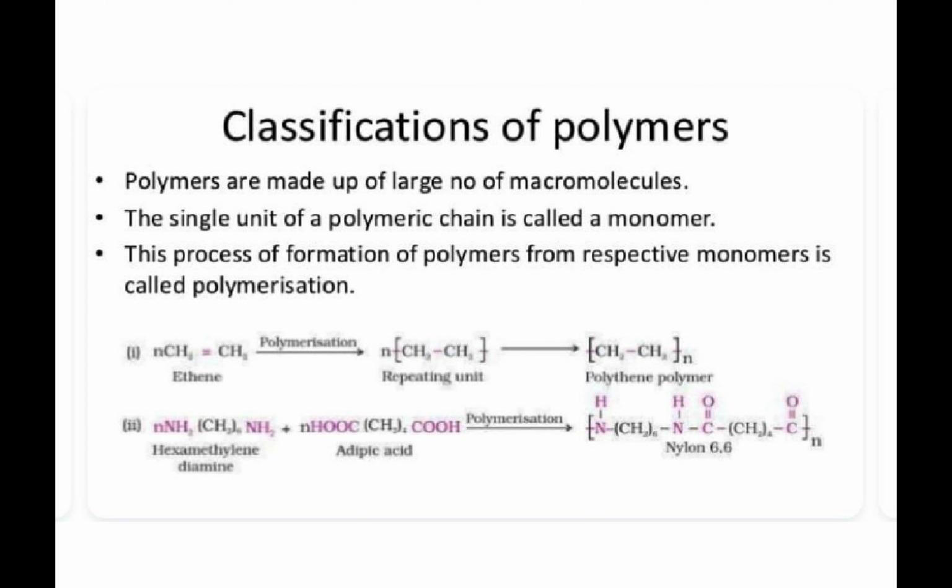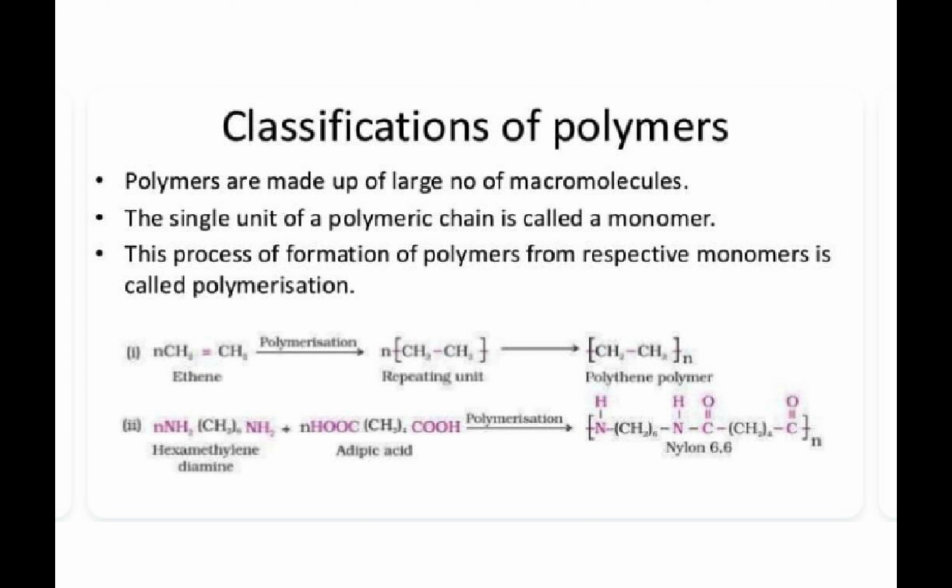The repeating structural units are derived from some simple and reactive molecules called monomers and linked to each other by covalent bonds, and this process is called polymerisation. So, the transformation of ethene to polythene and interaction of hexamethylene diamine and adipic acid forms nylon 6,6. These are examples of different types of polymerization reaction.